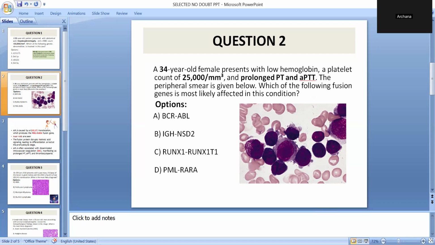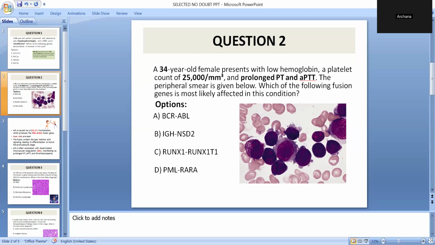So in question 2, the options that are given are BCR-ABL gene fusion, IGH-NSD2, RUNX1-T1, and PML-RARA. Knowing that we have an acute myeloid leukemia, the two distractors, option A and option B, are outrightly gone because they do not happen in AML. So out of RUNX1 and PML-RARA, the correct answer is PML-RARA.